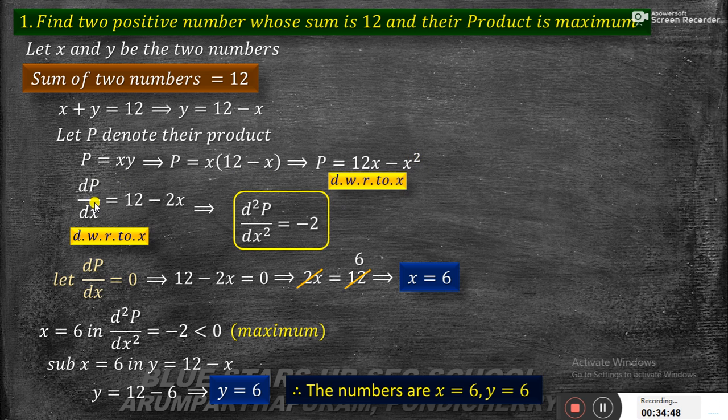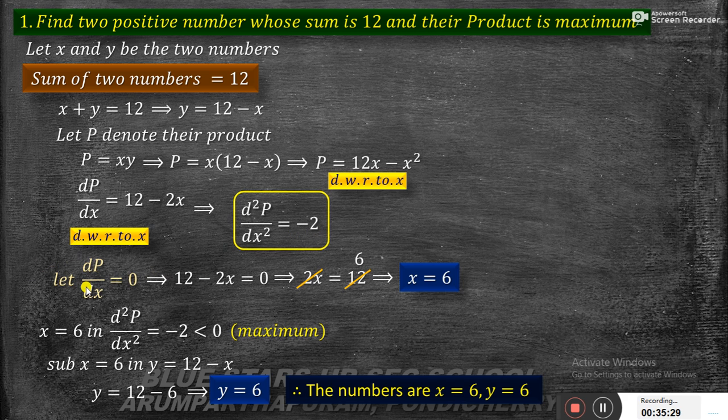So dp by dx equals 12 times the differentiation of x, which is 1, minus the differentiation of x square, which is 2x. So dp by dx equals 12 minus 2x. Second time, I differentiate this function again with respect to x. So d square p by dx square equals: the differentiation of 12 is 0, minus the differentiation of 2x, which is 2. Therefore d square p by dx square equals minus 2.